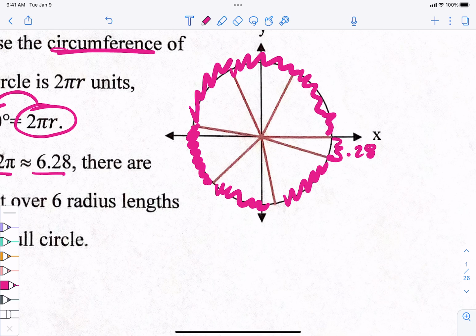So pi is a naturally occurring number that has to do with circles, and they have found that the circumference around the circle, whatever that is.